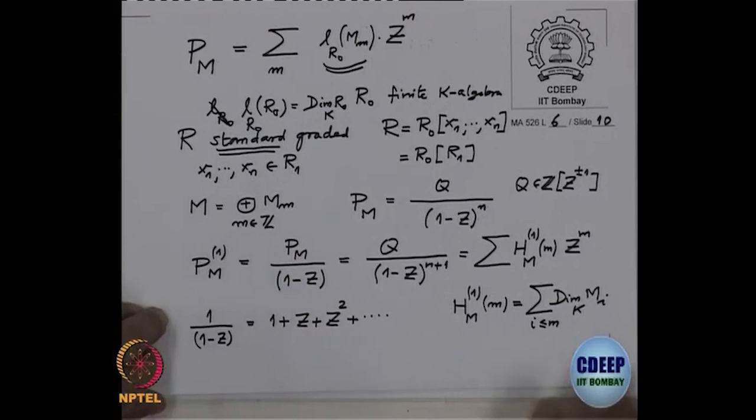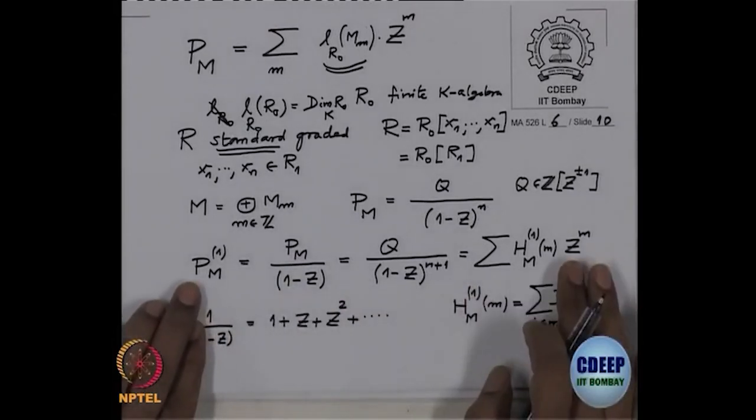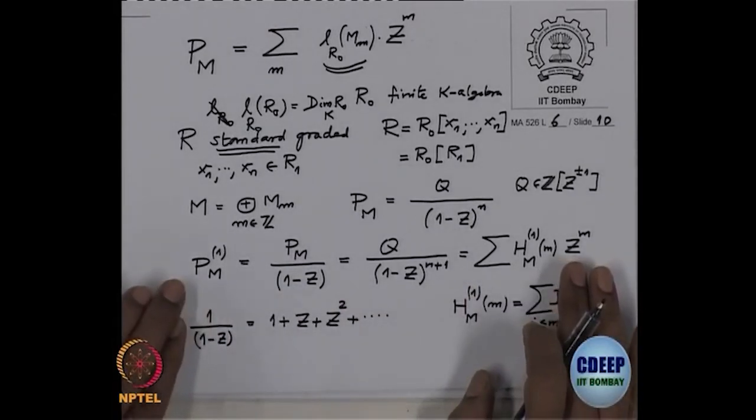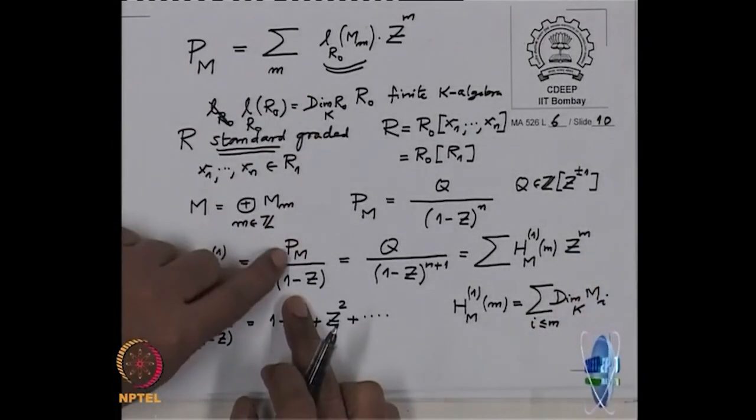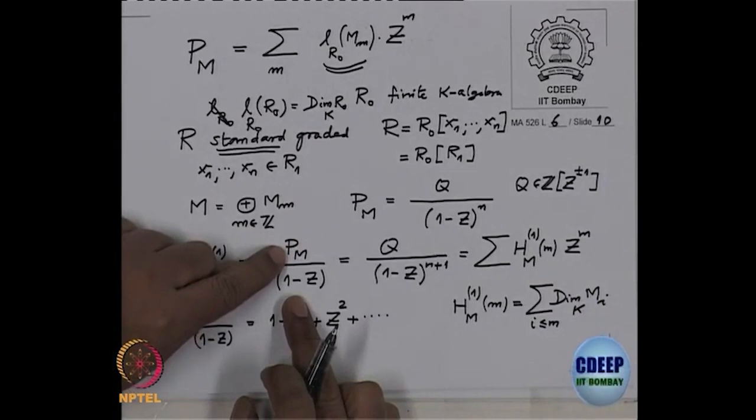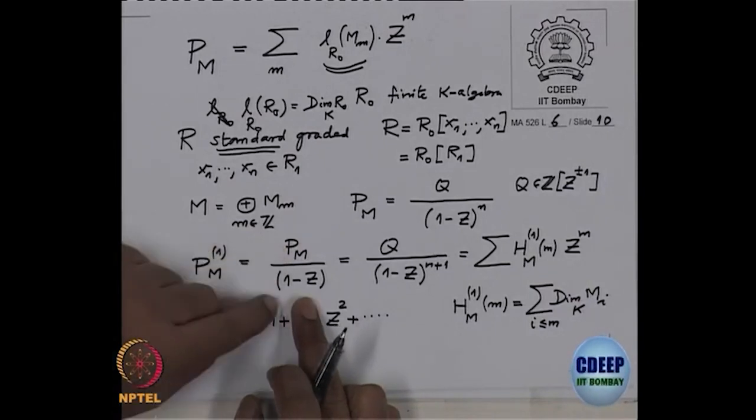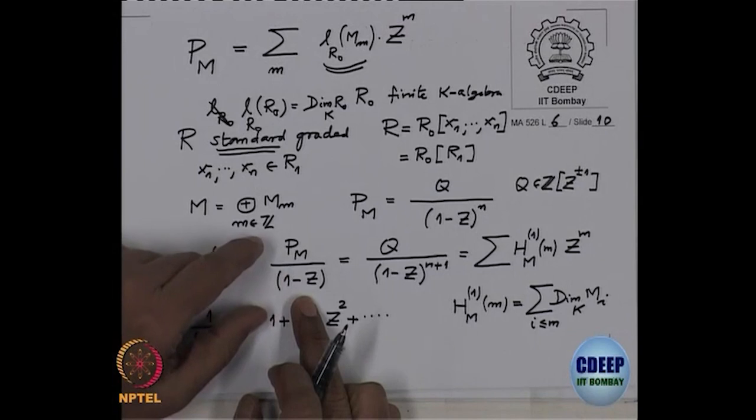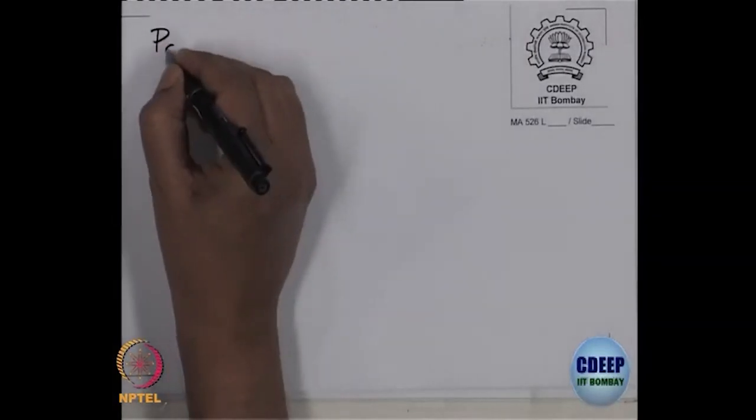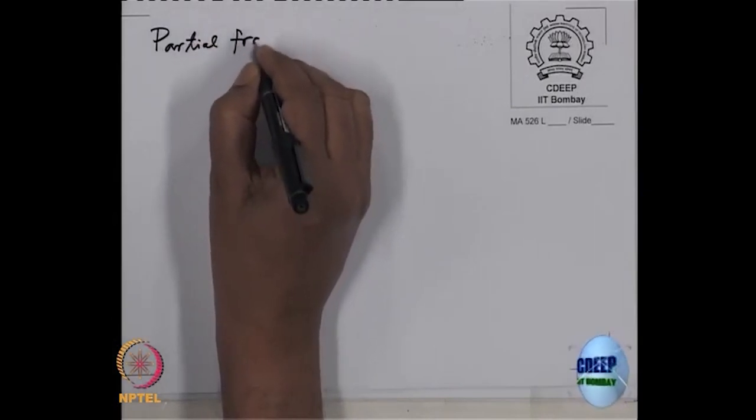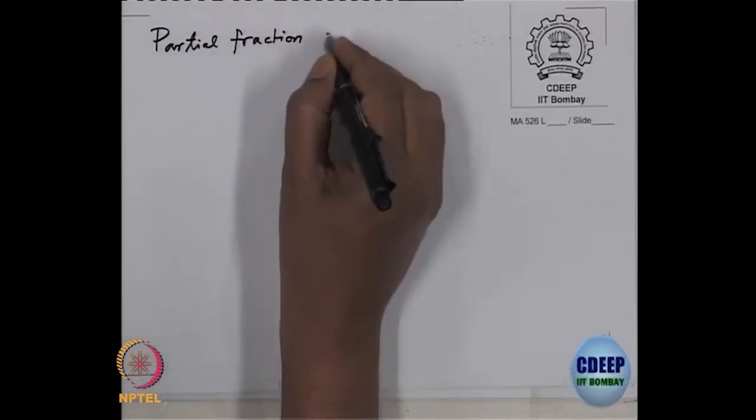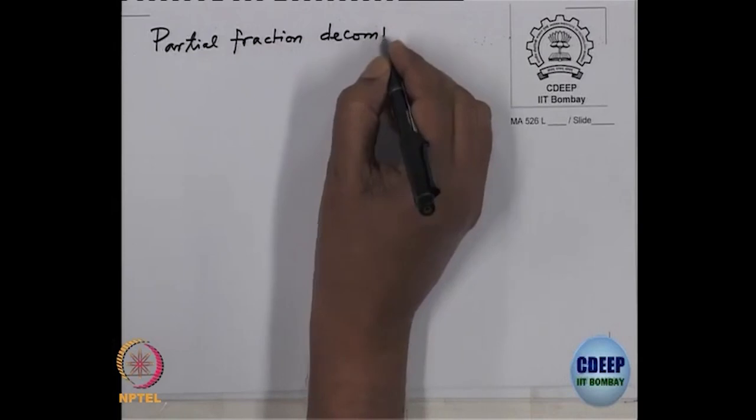All right. So, now with this simplification, what do I do? We have seen this P_M is a rational function of a particular type, and this is a further rational function. Now I want to use partial fractions. So, partial fraction, you remember what is partial fraction? Partial fraction decomposition of a rational function.